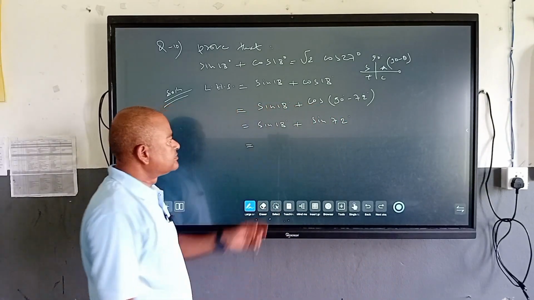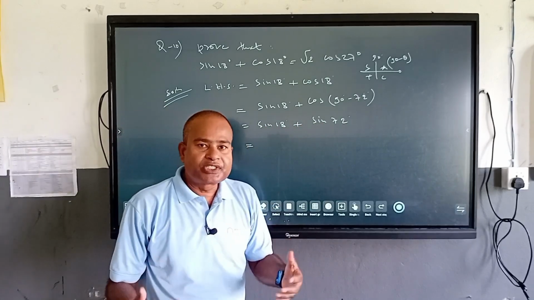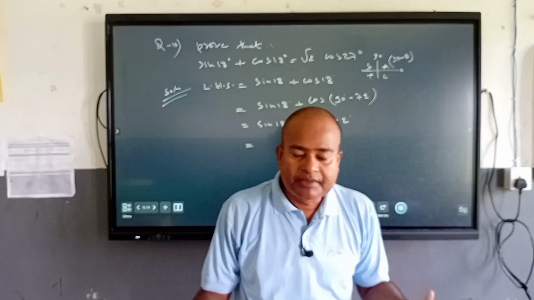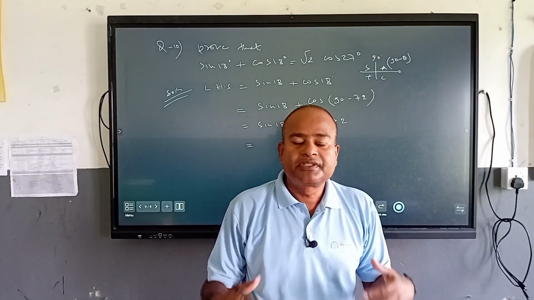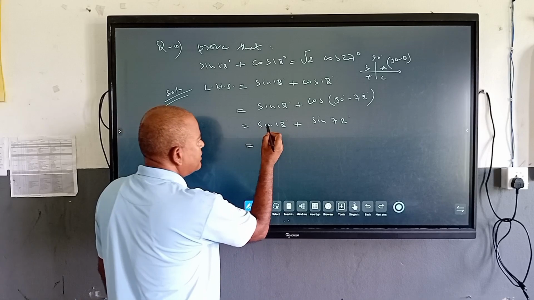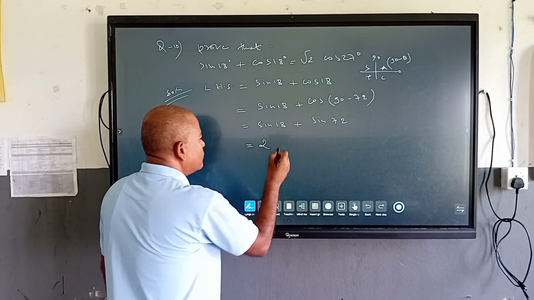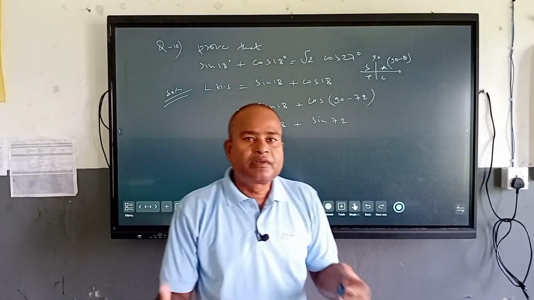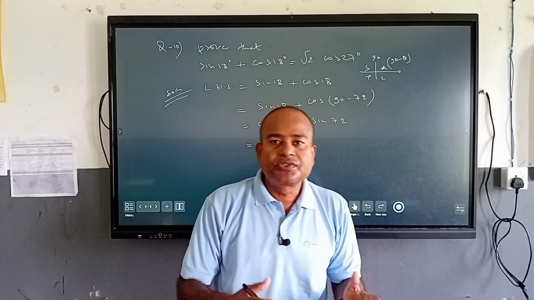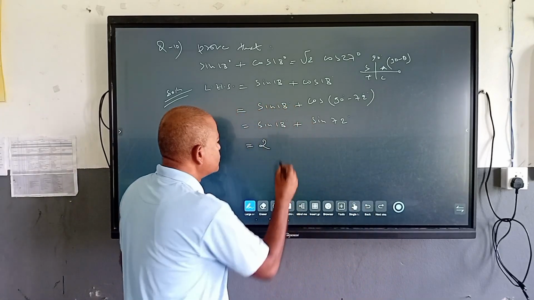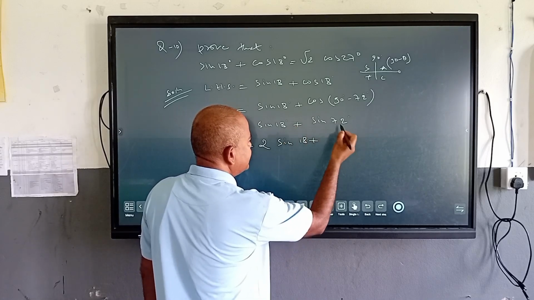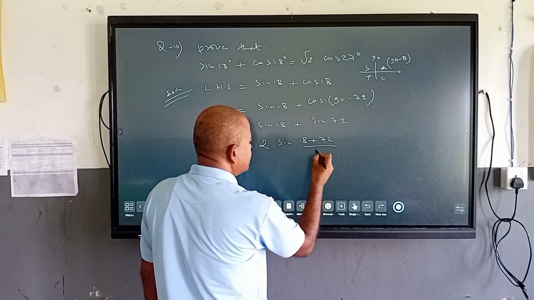So dear students, now both the trigonometrical ratios are the same. At first we have to make both the trigonometrical ratios the same in order to use the transformation formula of trigonometry. So dear students, now it is in the form of sin c plus sin d. We know that the formula of sin c plus sin d is 2 sin (c plus d) by 2 into cos (c minus d) by 2. So c means 72 degree and d means 18 degree.